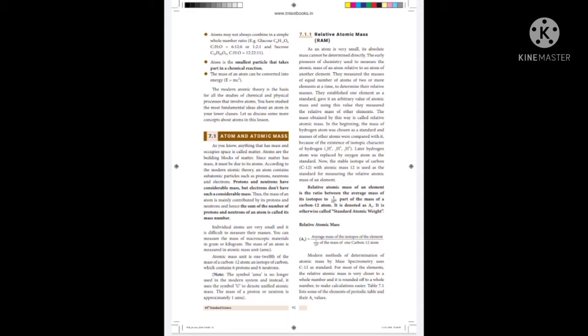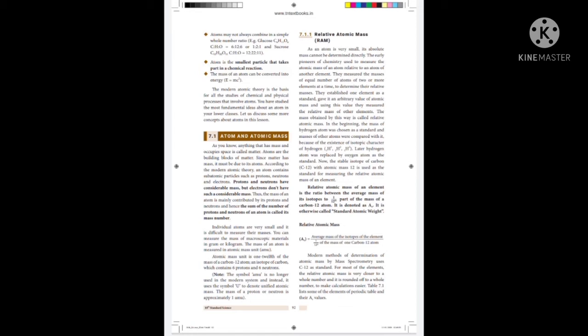Now we pass on to 7.1. Protons, neutrons and electrons are called subatomic particles. Among these subatomic particles, protons and neutrons have some mass, but electrons don't have significant mass. So, the mass of an atom is the mass of protons and neutrons. The sum of the number of protons and neutrons of an atom is called mass number. The mass of an atom is measured in atomic mass unit, AMU.